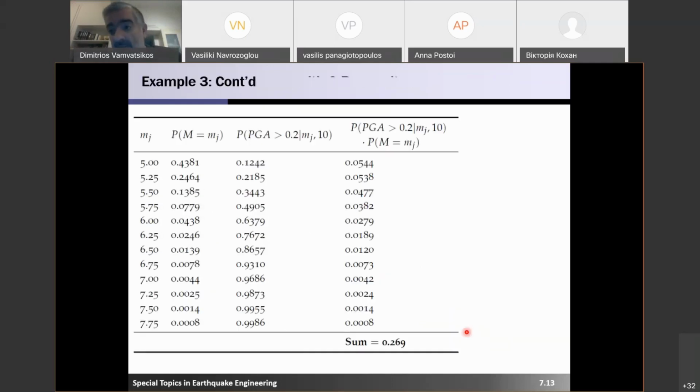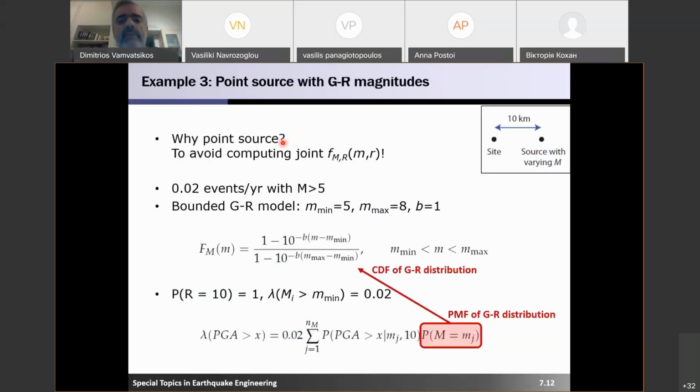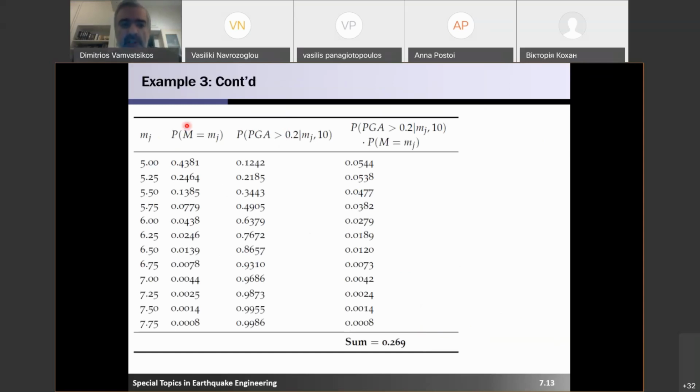So here are the results. Unfortunately, you cannot do this without a bit of Excel. From the very start, you need a little bit of Excel to do it right, even for just one case. So in this case, we're just looking at PGA greater than 0.2g. Even just for 0.2g, you need to look at all the different magnitudes. And here we've discretized with a 0.25 bin width. It starts from 5 and goes to 7.75. Of course, remember it's a bin width, so this 7.75 means from 7.5 to 8. So it's a 0.25 bin width.